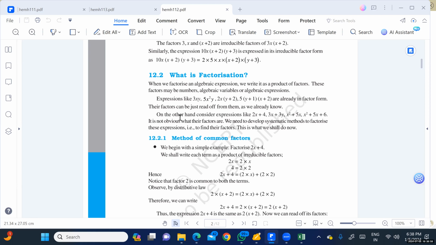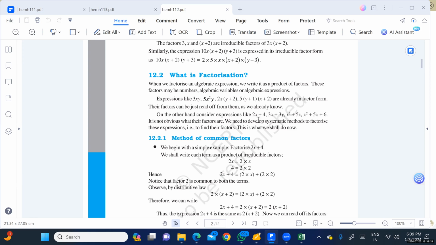Their factors can be just read off from them, as you already know. Now, on the other hand, let's see this. Consider expressions like 2x plus 4, which we can further break. 4 is divisible. It can be reduced to 2 into 2. Or 3x plus 3y, where 3 is common.